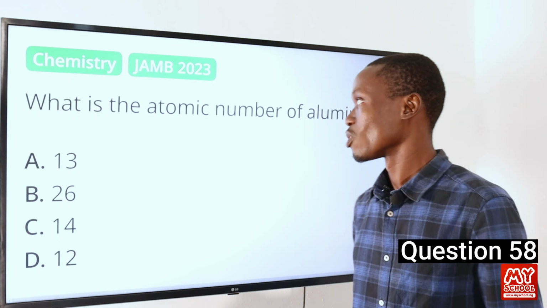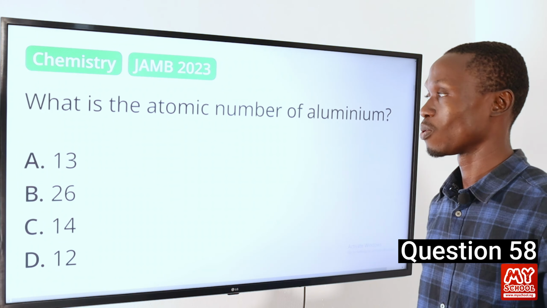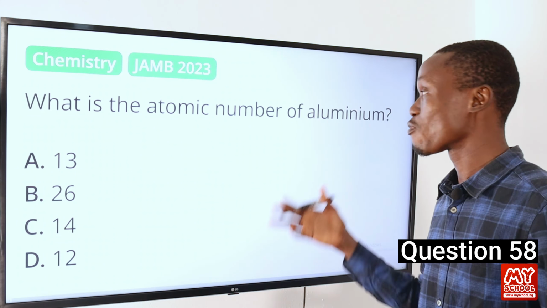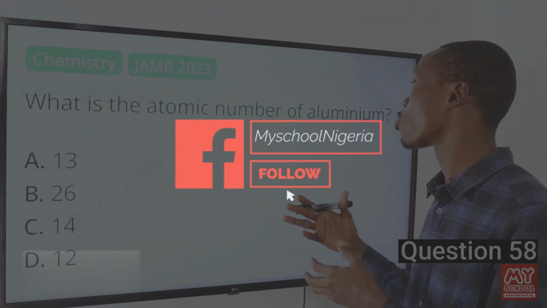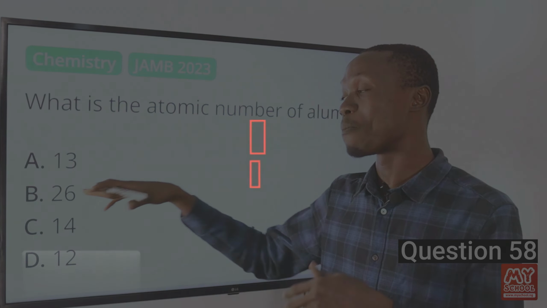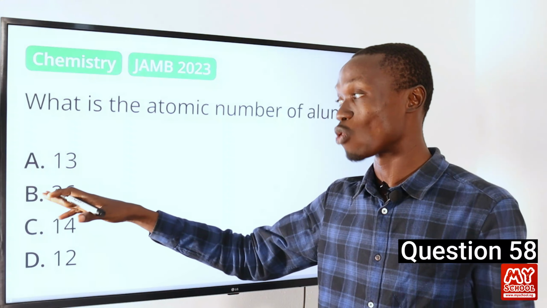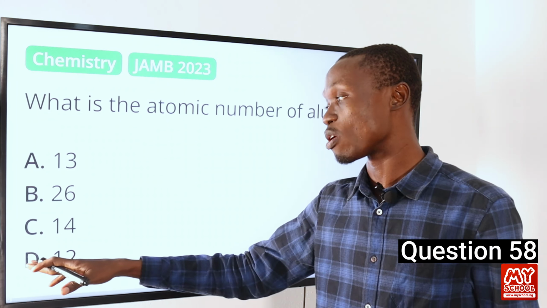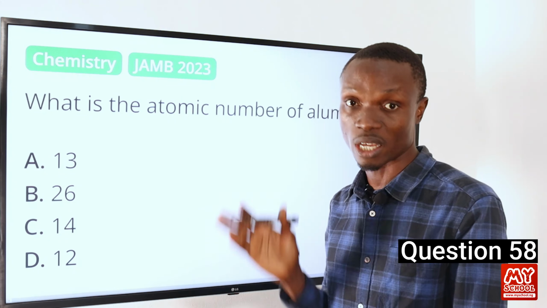Question 58. What is the atomic number of aluminium? So atomic number simply means number of proton. And for a neutral atom, the number of proton is equal to the number of electron. So if you are conversant with your first 20 elements, then you should know that the atomic number of aluminium is 13. So the answer to this question is 13. While option B is for iron. Of course it's not part of the first 20 elements, it's number 26. While 14 here is for silicon, while 12 here is for magnesium. So the correct option to this question is option A, 13.